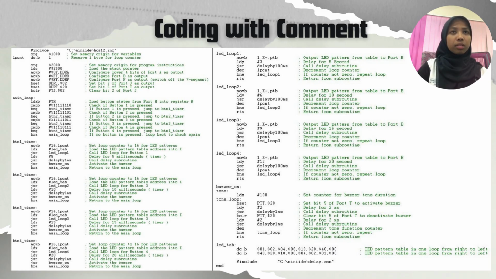And then next is the main loop condition to make sure the desired push button can be pressed. Furthermore, this is the condition for button 1, button 2, button 3, and the last push button. After the push button condition is the LED loop, where the LEDs will run as a running light after the button is pressed, based on the timer that has been set.